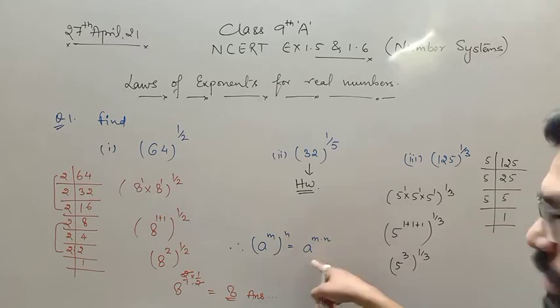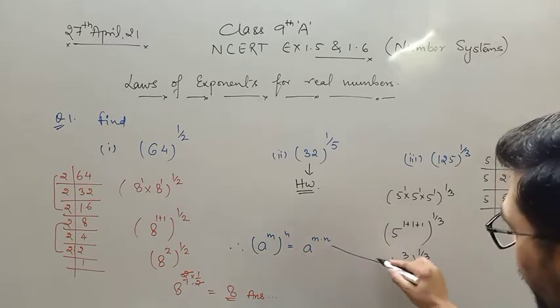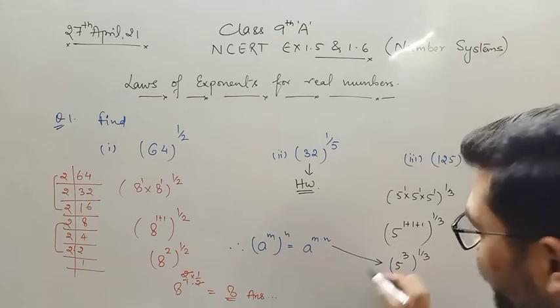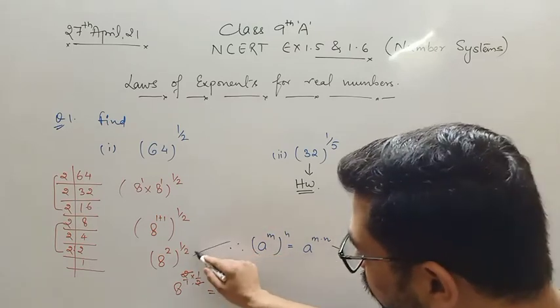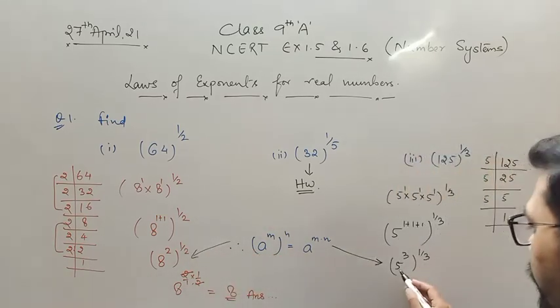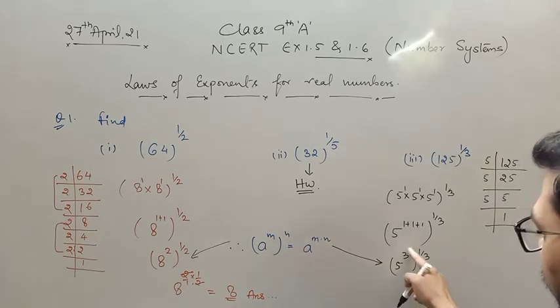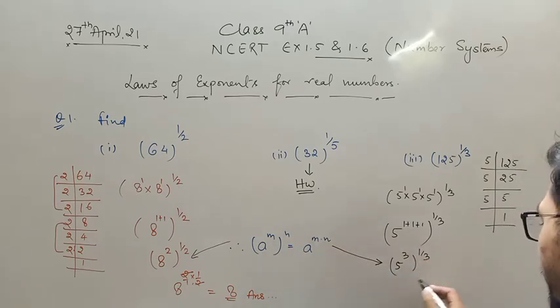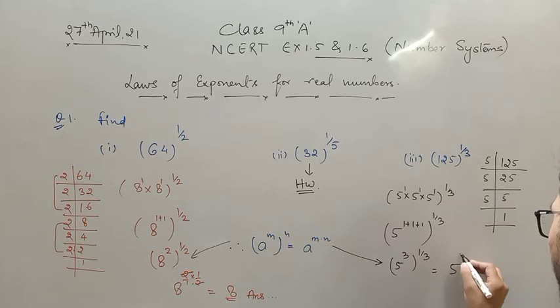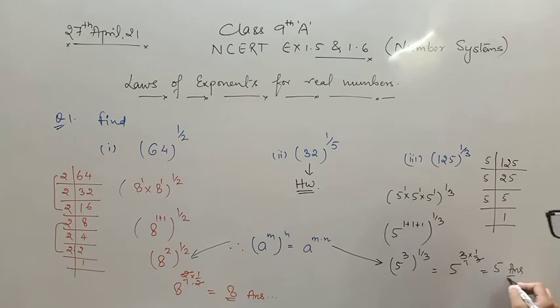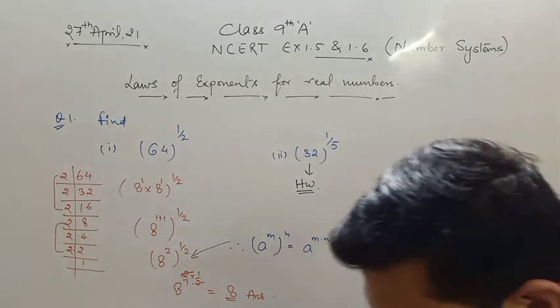Again I can use this property. Can I use this property here, as I have used this property here, right? So 5 ki power, that means a ki power m into n. So can I write like this? 5 ki power 3 into 1 upon 3. So what will I get? 5 is the answer. Please note it down fast.